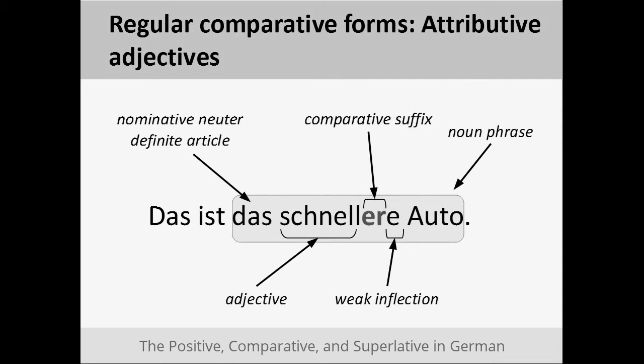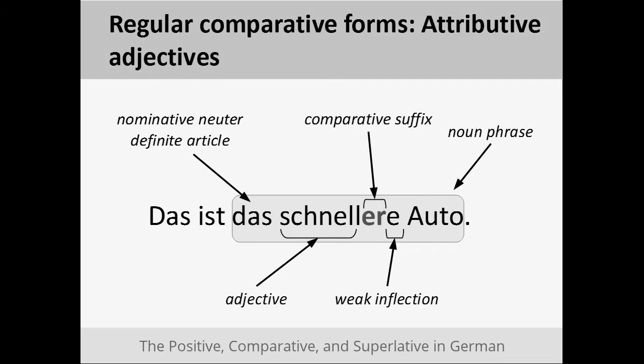Finally, you can use the comparative as an attributive adjective in a noun phrase. The sentence you see on the screen, Das ist das schnellere Auto, or that is the faster car, contains one noun phrase, das schnellere Auto. This noun phrase, which on the screen is highlighted by the gray rounded box, consists of one neuter definite article in the nominative case, das, a comparative adjective with added inflection, schnellere, and the noun itself, Auto.